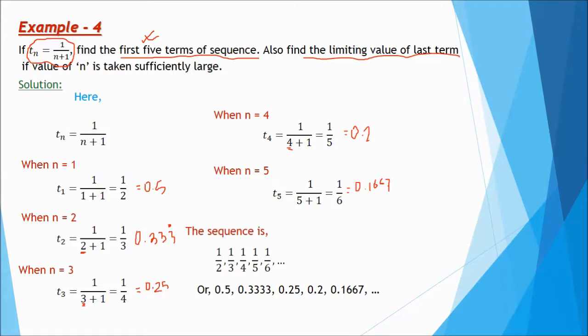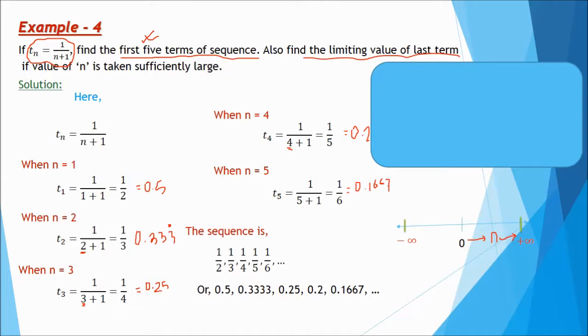Now you can easily guess, when we take the value of n sufficiently large, then what will happen? Sufficiently large means when the value of n approaches towards the greatest number, that is plus infinity. We can approach plus infinity when the value of n is sufficiently large. That means when the value of n is increasing, it is going towards plus infinity.